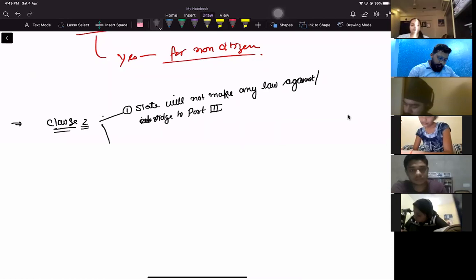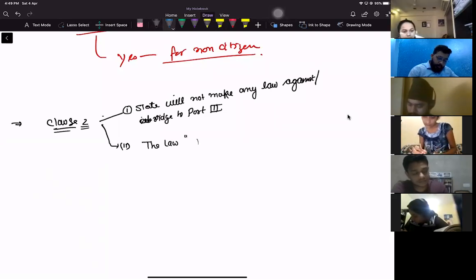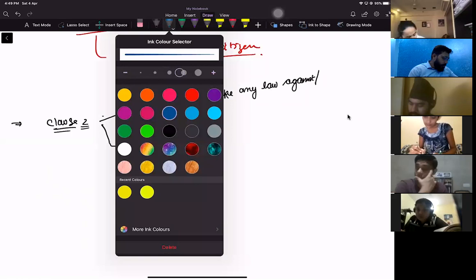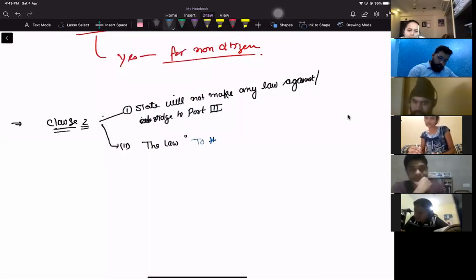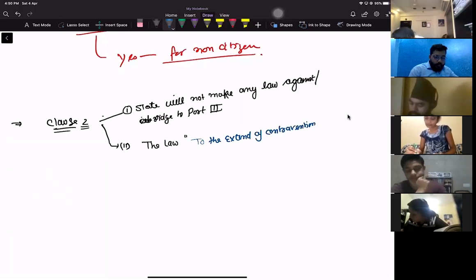Yes, Part 3. This is the second part. This says such law, to such extent, to the extent of contravention, is void. The first is that the state will not make any law. Clause 2 is talking about post-constitutional laws.